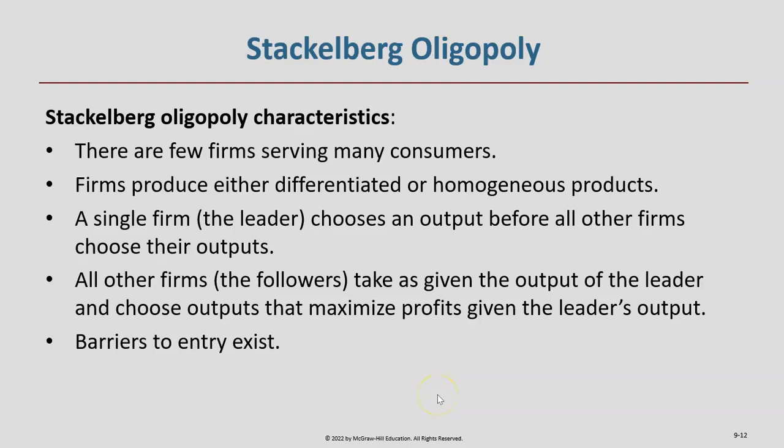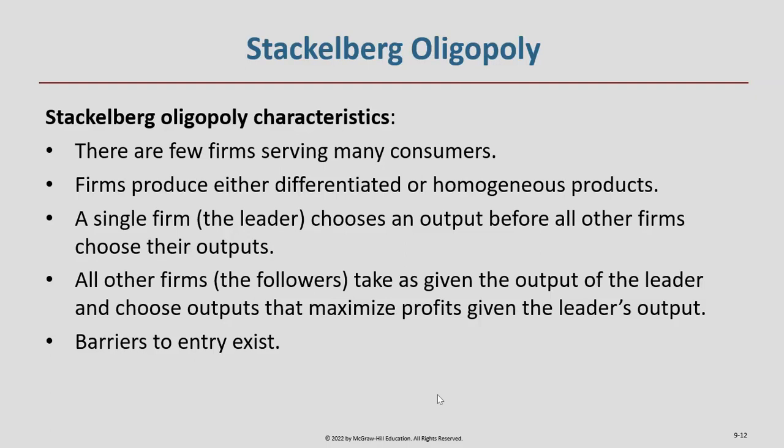In a Stackelberg oligopoly, there are, again, few firms serving a lot of consumers. Firms produce either a differentiated or homogeneous product. A single firm becomes the leader, and it might become leader because it chooses an output before all other firms choose their outputs.